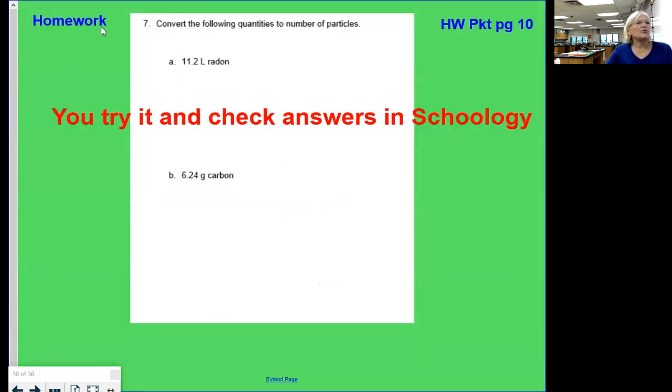And I want you to try some more of your homework and check your answers in Schoology. This is a piece of cake. Try it. You remember dimensional analysis.